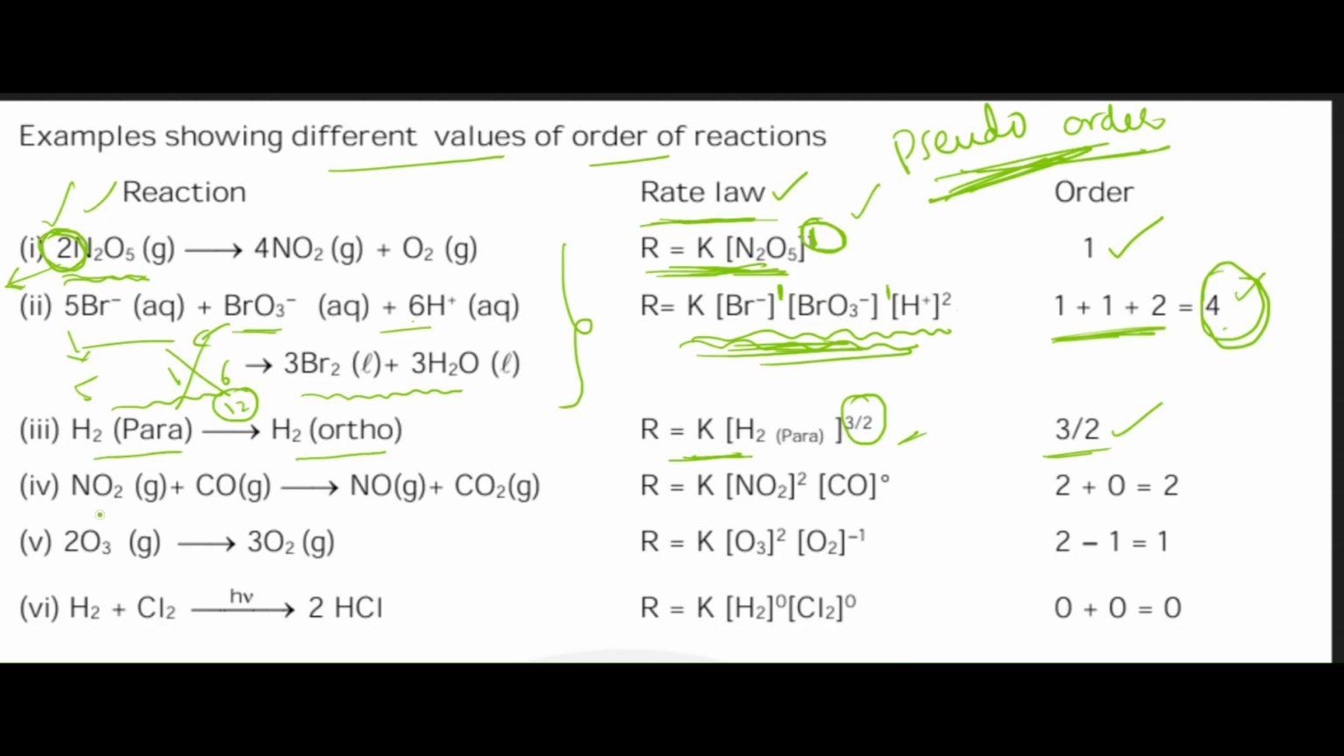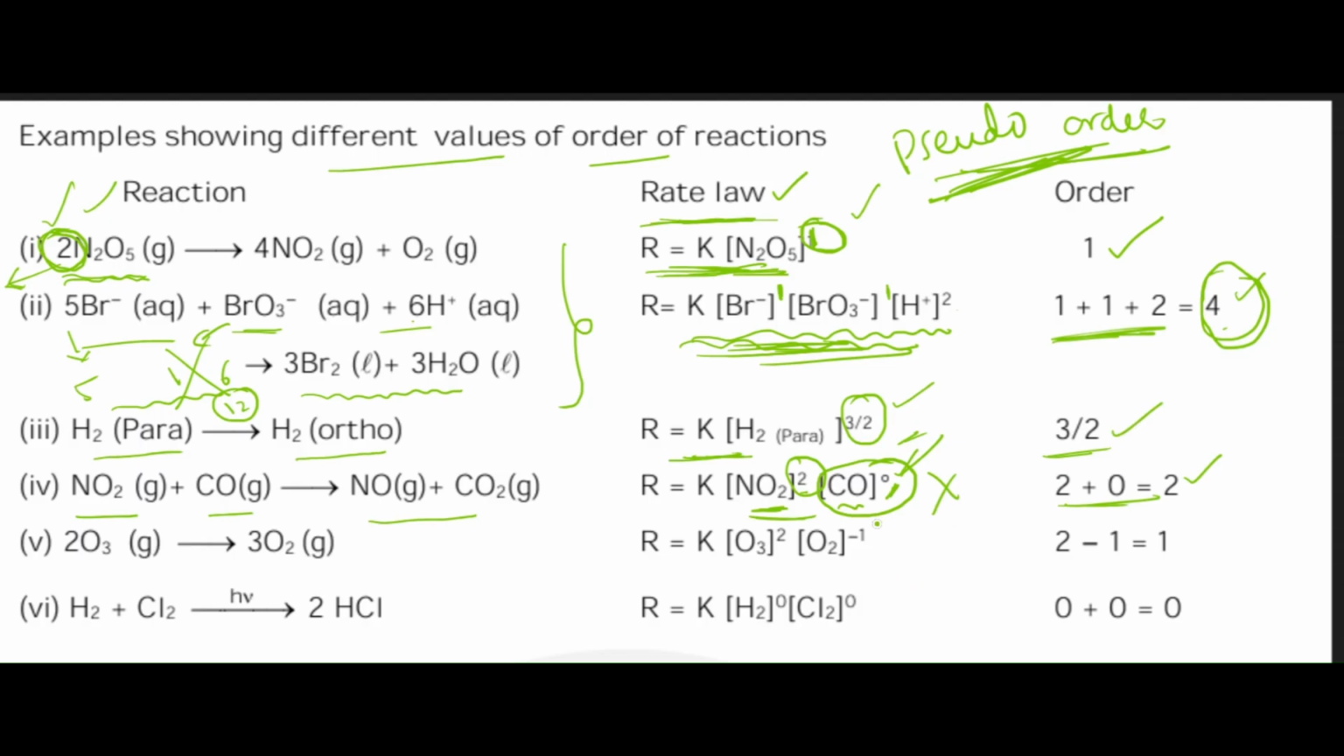Clear? Now similarly here you may see NO2 and CO both react together and form NO and CO2. So as per the rate law here you can observe that CO is to the power of 0, that means the order of this carbon monoxide is 0. Clear? Now with respect to NO2 the order will be 2. So the overall order will be 2 plus 0 is equal to 2. So already I told you order may be 0 or order may be fractional, right? Order may be an integer.